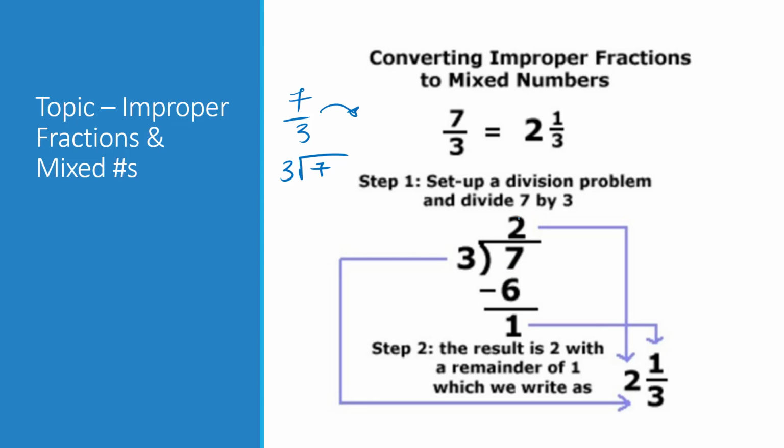3 goes into 7 2 times, so 3 times 2 would give me 6. Remember how you do long division: once you do 3 times 2 to give you 6, you subtract to get your remainder. So where do all these pieces go in terms of your mixed number? 2 is your whole number, so it's going to go out front. Your remainder is the numerator of your fraction, and your denominator stays the same as the original problem. So my denominator stays a 3.